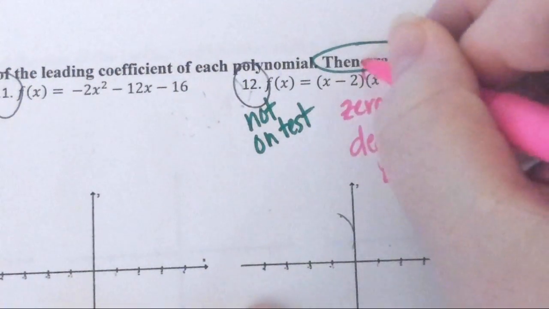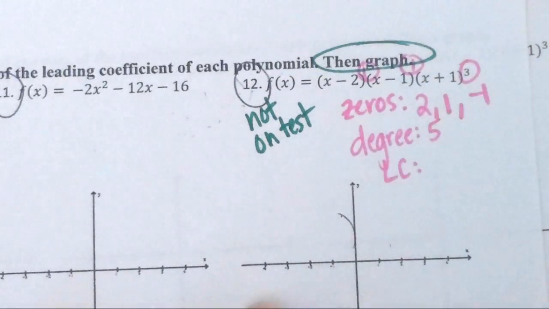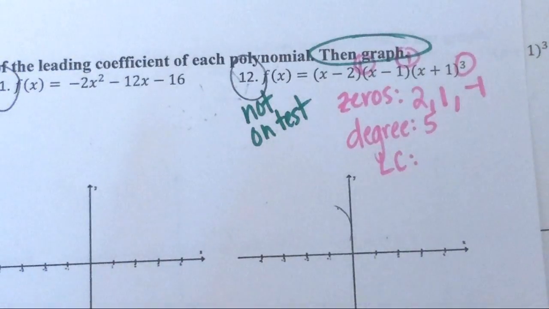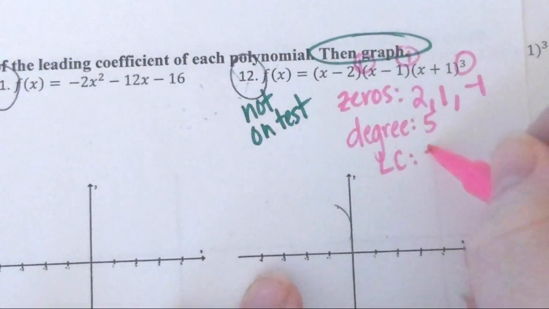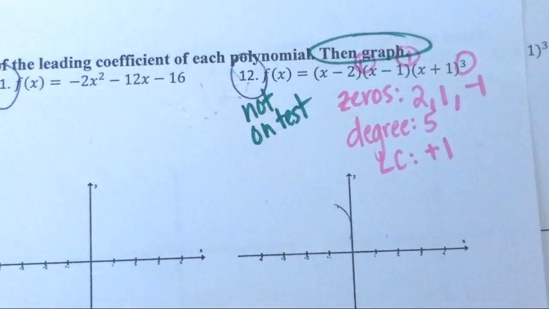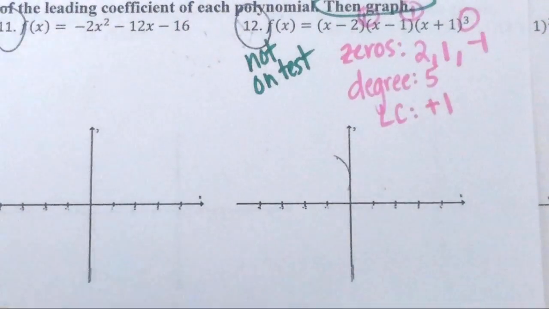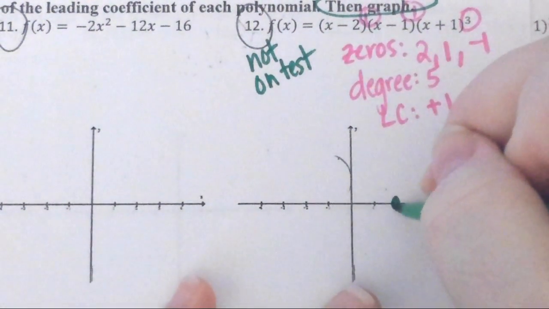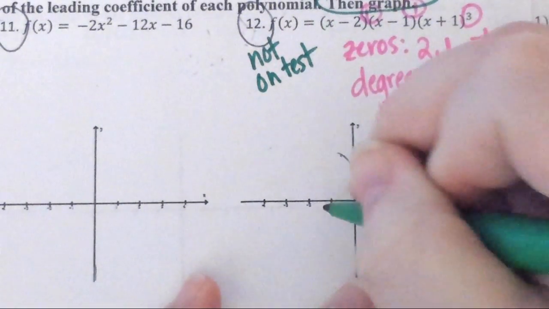3, 4, 5 is correct. 3, 4, 5. 3 plus 1 plus 1 is 5. And the leading coefficient we assume is a positive 1. Mackenzie, your group gets another point. Okay. So I'm going to put my zeros at 2, 1, and negative 1.